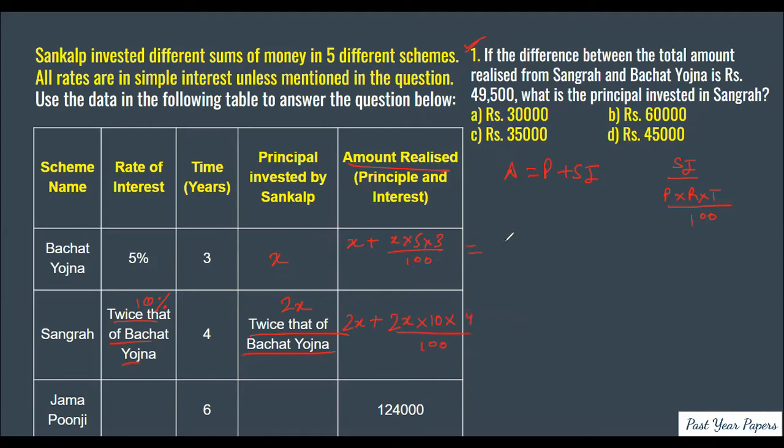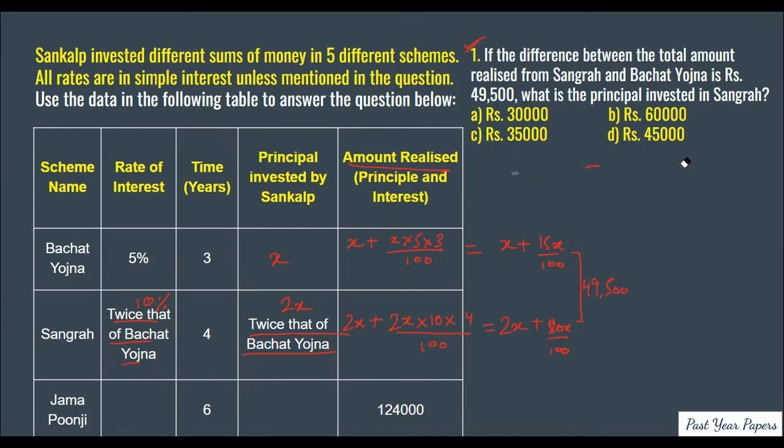Now, if I solve this, what I will get? I will get x plus 15x upon 100. Here, if I solve this, what I will get? I will get 2x plus 80x upon 100. Now, the difference between these two is 49,500. Now, how to solve this?